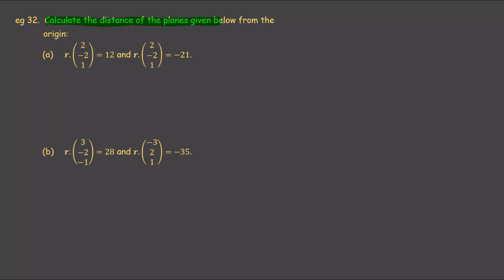Calculate the distance of the planes given below from the origin. So we have r dot (2, -2, 1) equals 12, and r dot (2, -2, 1) is equal to -21. So first thing to note is the normals are in the same direction, (2, -2, 1).